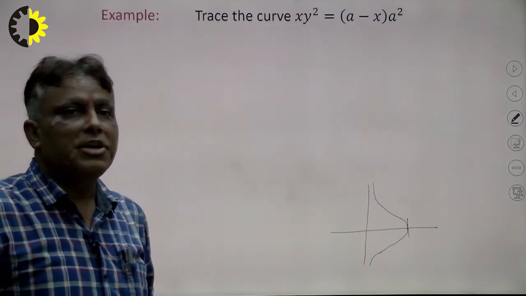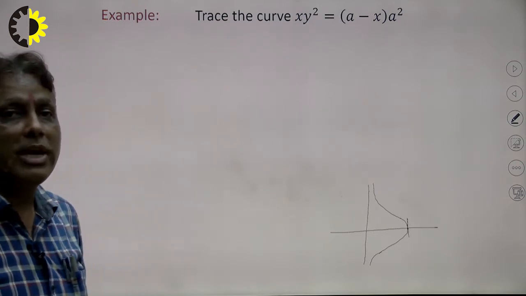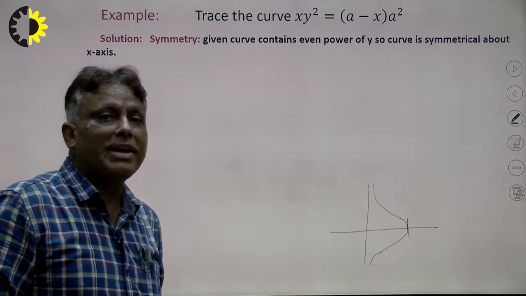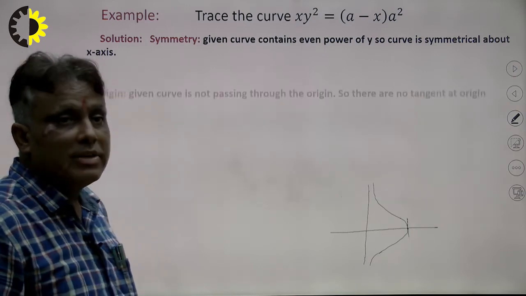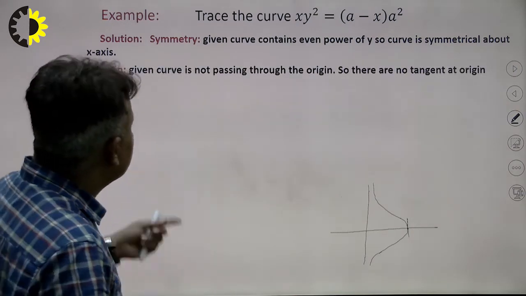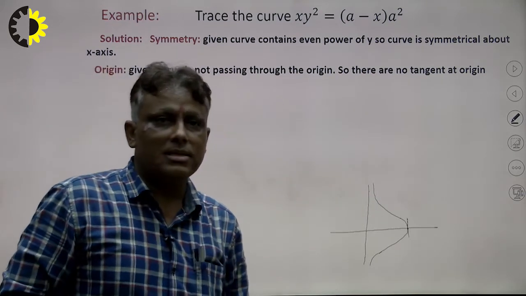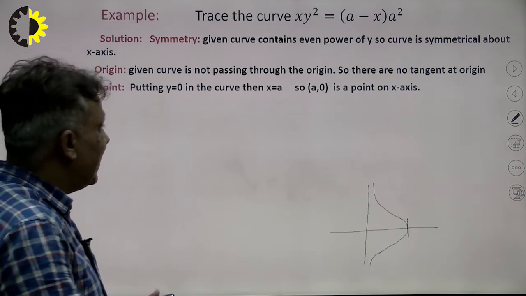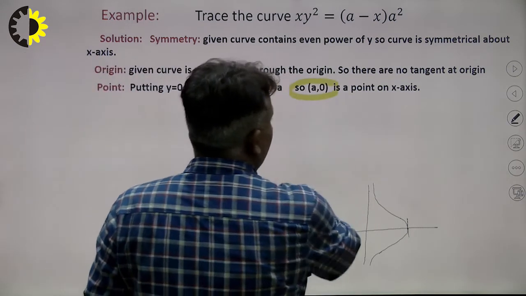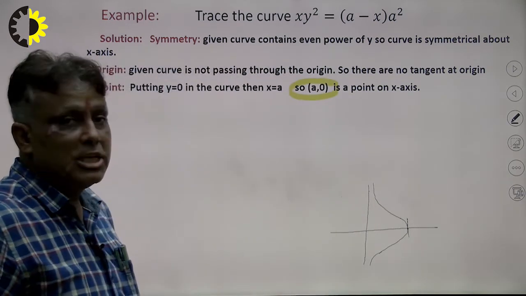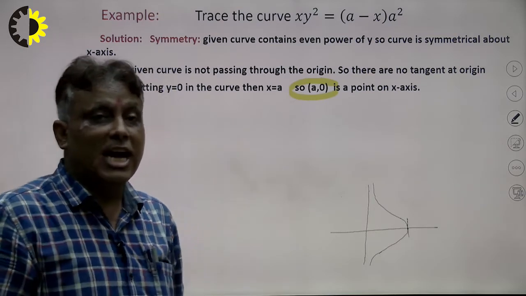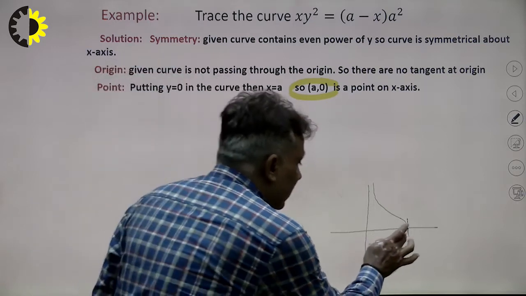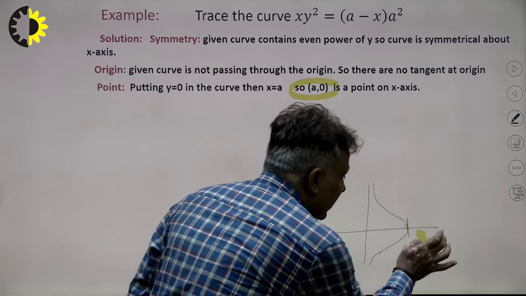Now, trace the curve x y square is equal to a minus x is equal to a square. Symmetry: the given curve contains even powers of y, right? So the curve is symmetrical about the x-axis. The curve passes through the origin, right? Putting y is equal to 0, x is equal to a, that means there exists a point a comma 0. So what will be the tangent at this point? We can calculate it directly with the help of the given note, the sharpener, right? So a comma 0 will be here.